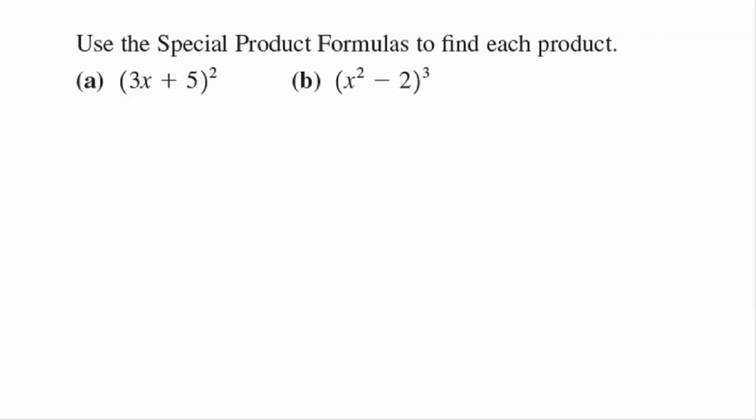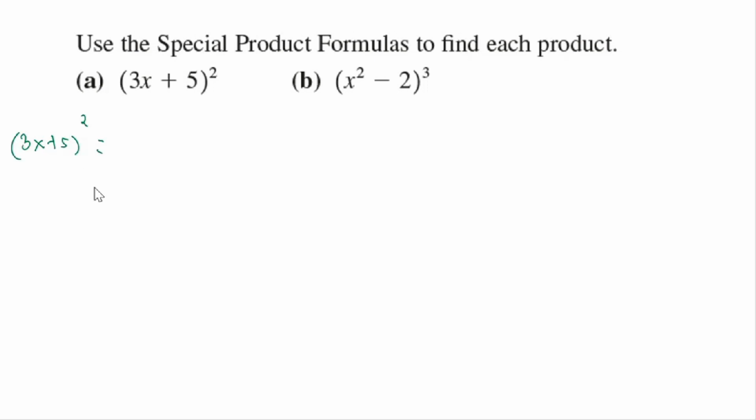Okay, so we have now the example. Use the special product formulas to find each product. Now let's start first with letter A. I call this one the square of a binomial. So for letter A, I will write first the given: 3x plus 5, quantity, to the power of 2.